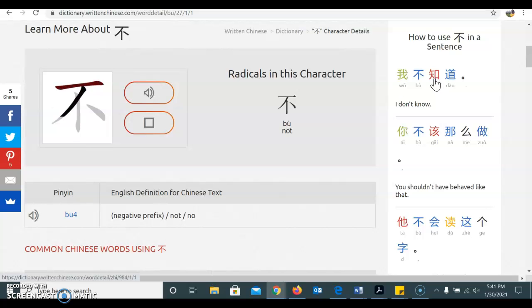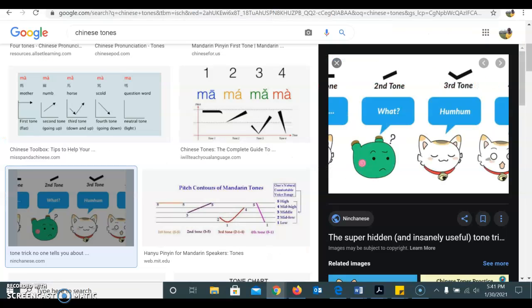And it helps you understand because the character kou, which means mouth or exit, also helps you understand. Oh, maybe this character has something to do with a mouth or an exit. So maybe it's related to the mouth or an exit. So I love that. Finally, let's go to the tones real quickly.